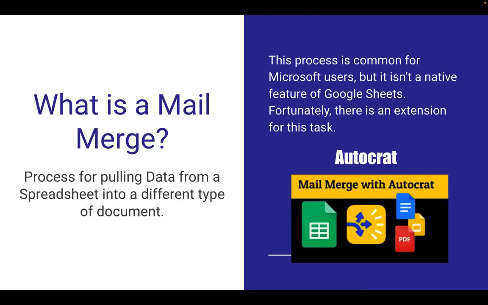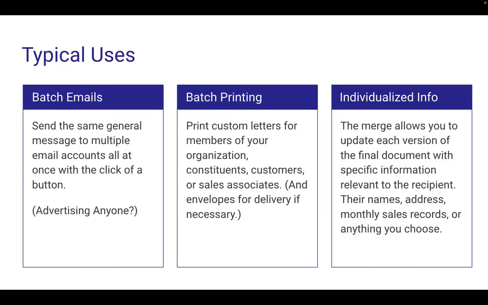All right, so what is a mail merge? Well, quite simply, it is a process of pulling data from a spreadsheet into a different type of document. Usually this is either a text document like a Google Doc and/or an email. And I think I saw somewhere that they recently set up Autocrat so that you could do it into a Google Slide as well. Okay, so first let's talk about some typical uses.